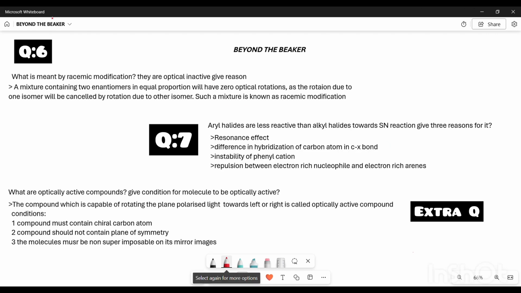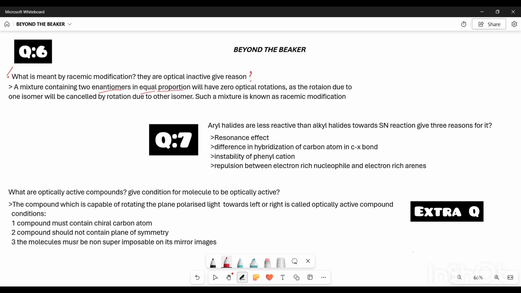Next question: what is meant by racemic modification? Why is it optically inactive? Give reason. The answer is a mixture containing two enantiomers in equal proportions. They will have zero optical rotation, as the rotation due to one isomer will be cancelled by the rotation due to the other isomer. Such a mixture is known as racemic modification.